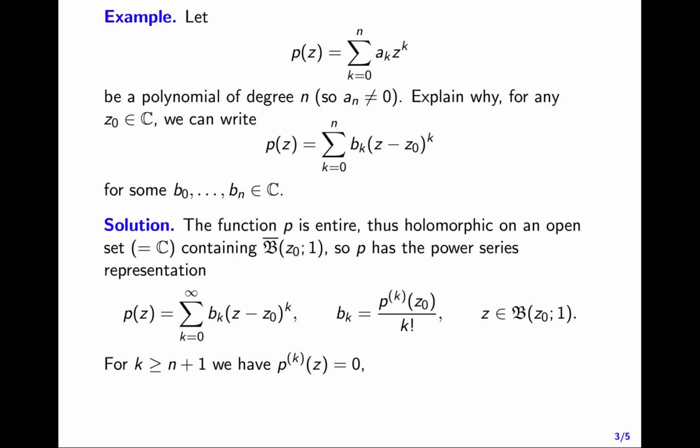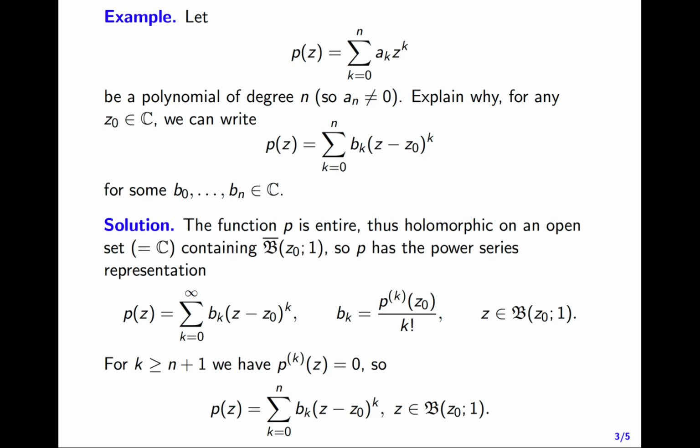If you differentiate a polynomial enough times, you get back 0. Specifically, since p is a polynomial of degree n, if you differentiate p n plus 1 times or more, you get the identically 0 function. That is, if k is greater than or equal to n plus 1, then the kth derivative of p at any number z is equal to 0. And so this means that the bk's eventually are going to be 0. And therefore, we have p of z as the sum from k equals 0 to n of bk times z minus z0 to the power k for z in this open ball, because bn plus 1, bn plus 2, and so on are all 0.